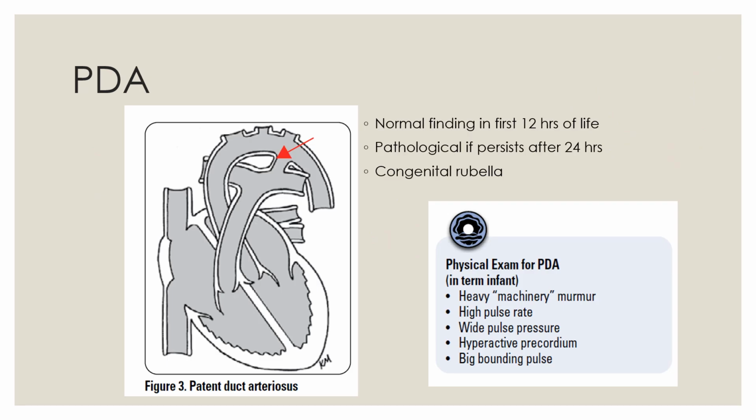Now, PDA is patent ductus arteriosus, another acyanotic congenital heart disease. It is actually a normal finding in the first 12 hours of life because it takes time for the ductus arteriosus to close. But it is pathological if it persists beyond 24 hours, and it is a common defect associated with congenital rubella. Now, in PDA, you can have a heavy machinery murmur, with a high pulse rate, wide pulse pressure, hyperactive precordium and big bounding pulse. It is a persistent connection between the pulmonary artery and aorta.